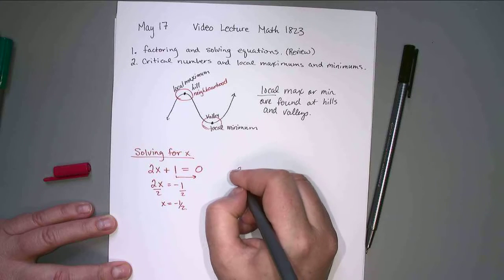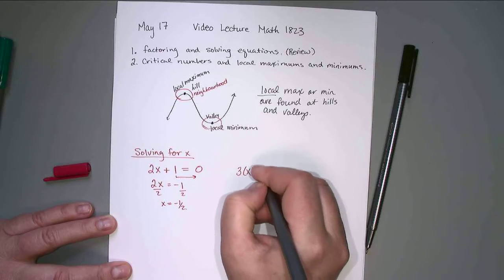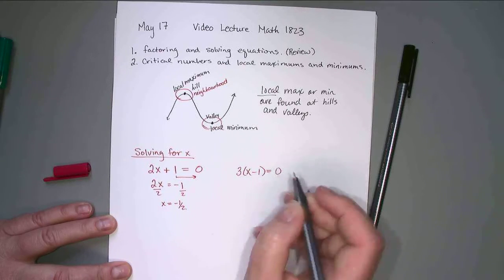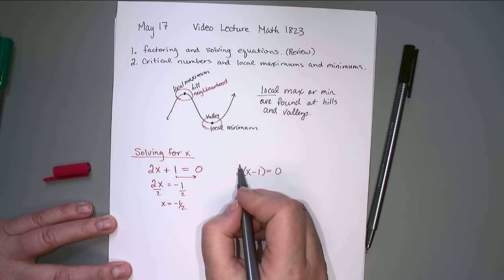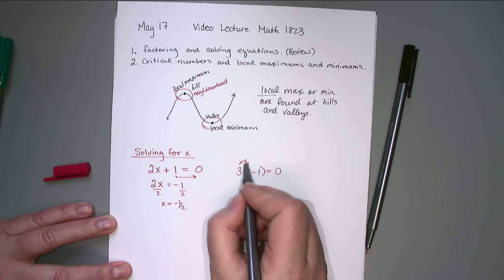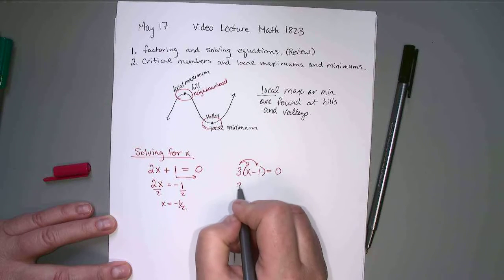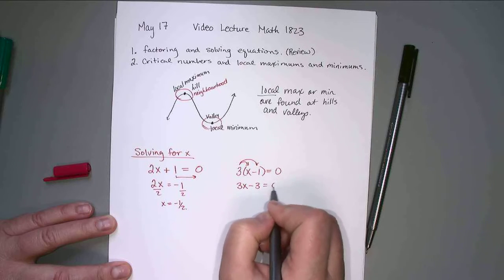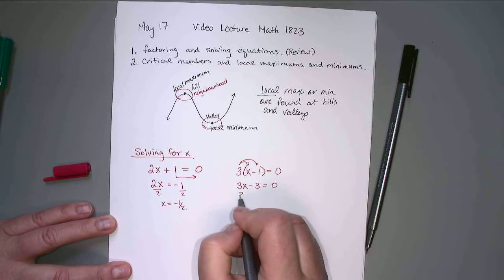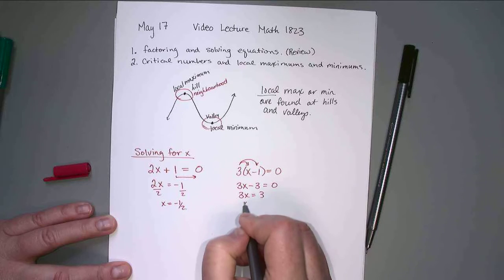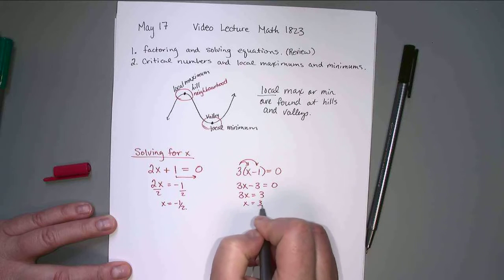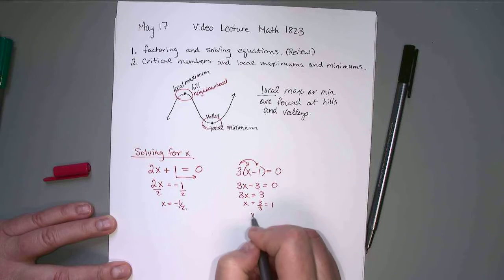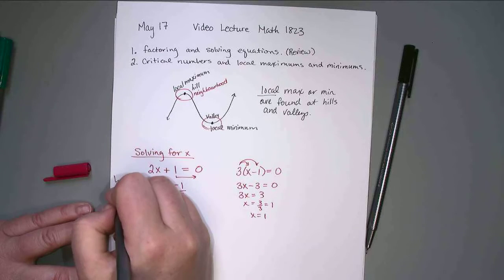We could also have something like this, and what we would do first is multiply that 3 throughout the bracket. So this would be 3 times x, and 3 times 1 is -3, and then we would solve in the same way we did over here. 3 divided by 3, which is 1, so x equals 1. Okay, so that's for linear equations.